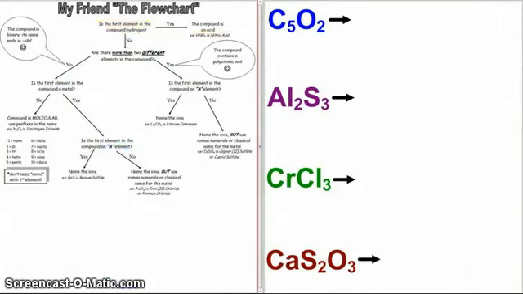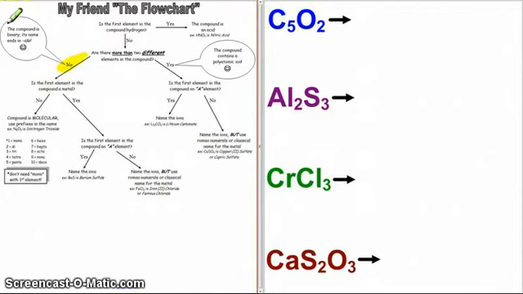So I took 4 of these examples from your Name That Compound worksheet. The first one there is C5O2. So looking at my flowchart, is the first element hydrogen? No. So I go to the next part. Are there more than 2 different elements in the compound? Again, there's only carbon and oxygen. Doesn't mean 5 plus 2 is 7. Carbon and oxygen are the 2 elements. So there's not, so I am going to go no.